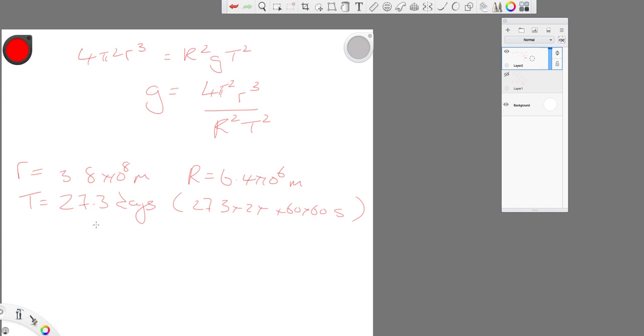And if we substitute all those numbers in, we get g to be 9.51 meters per second squared. So there we have a figure which is tolerably close to our accepted value of 9.81. So it's looking pretty good for Newton's universal law of gravitation.